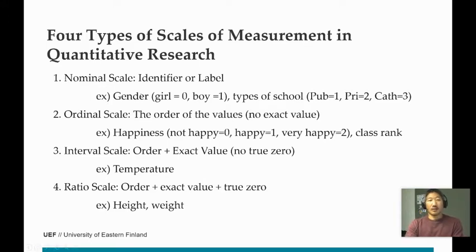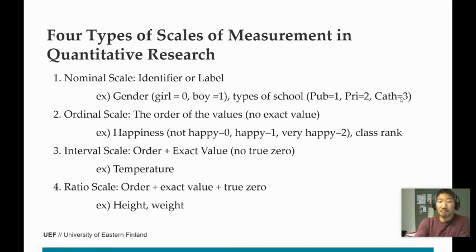For instance, when we are marking the gender in statistical data, we put some numbers. For instance, girl as a 0, boy as a 1. Or when we have recorded types of school in the data set, we also give the number. For instance, public school as a 1, private school as 2, Catholic school as a 3.